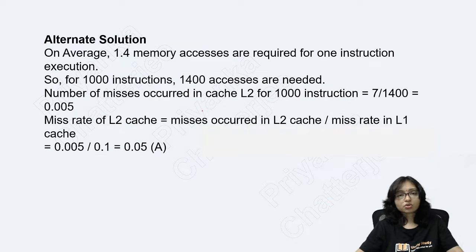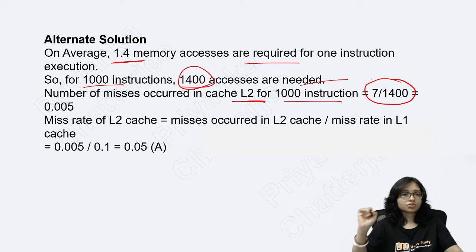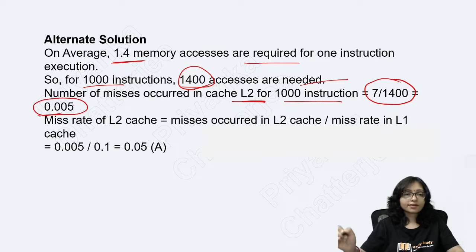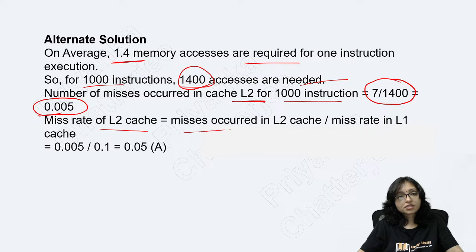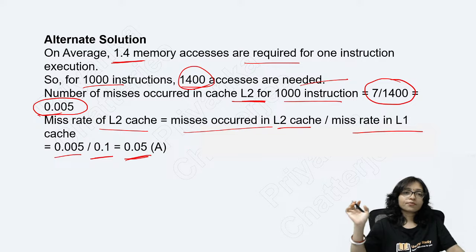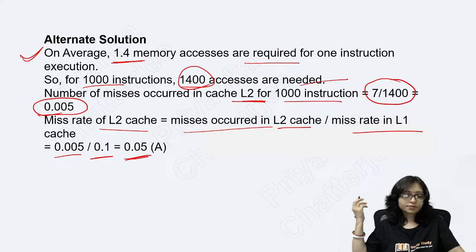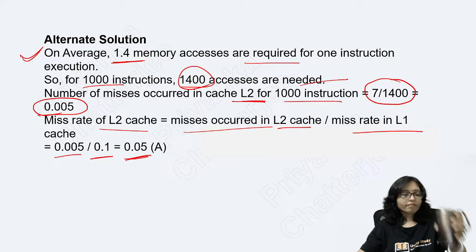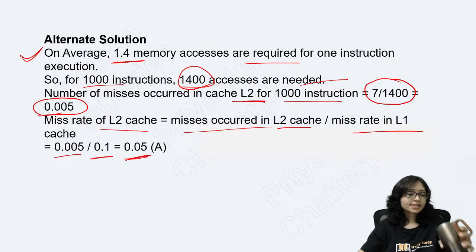Or I can do it another way also. Alternative way is also there. I can see 1.4 memory references are required per access. So for 1000 instructions, 1400 accesses will be needed. Now the number of misses in L2 for 1000 instructions is 7 by 1400, that will be 0.005. Now miss rate of L2 equals misses occurring in L2 by miss rate of L1, so that will be 0.005 divided by 0.1. Then also I can get the answer 0.05. Both ways you can do it, but I will suggest the alternative way, it is the better way, so you can go for it, right? Is that clear?